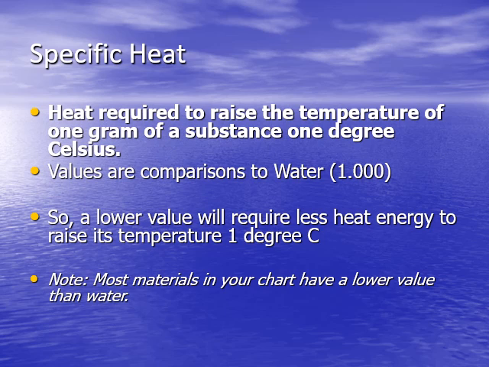Specific heat is the amount of heat required to raise the temperature of 1 gram of a substance by 1 degree Celsius. Water has a baseline value of 1.000. Materials with lower specific heat warm up faster, a key factor in material selection and thermal protection.